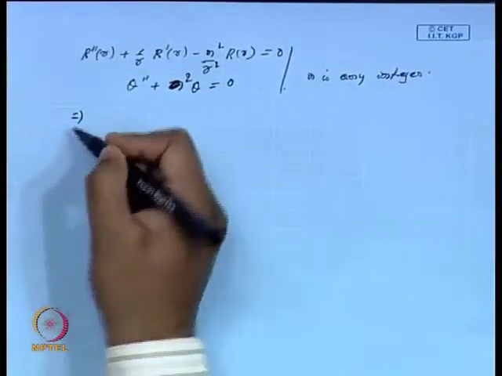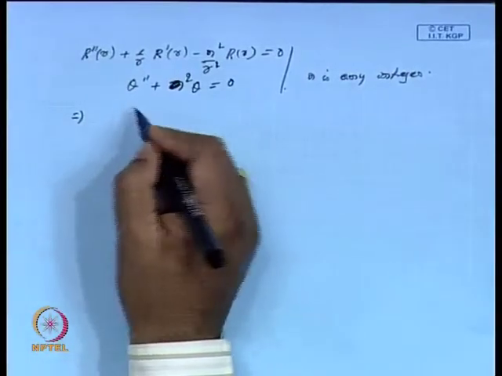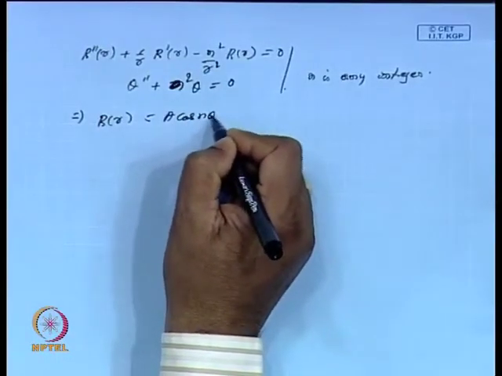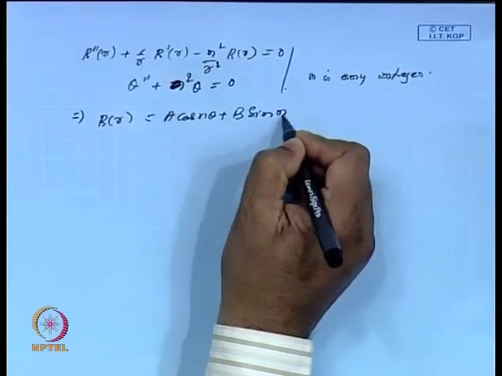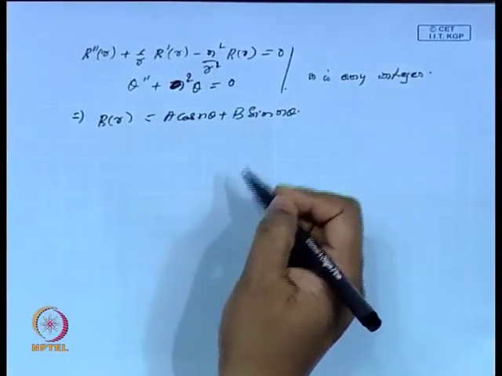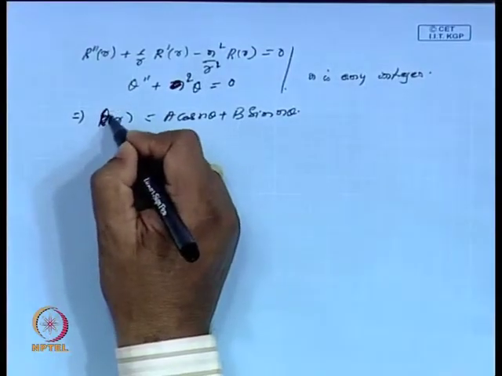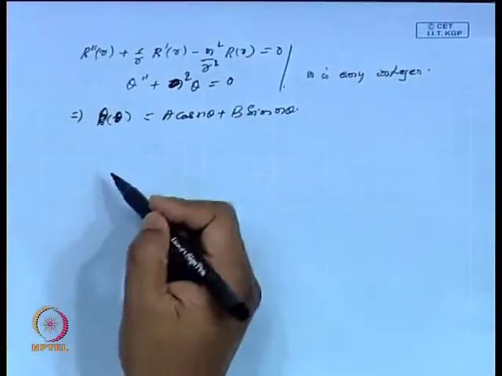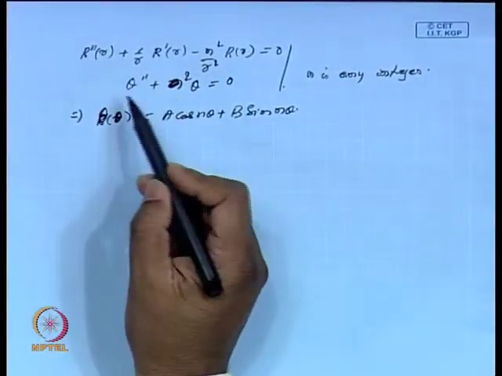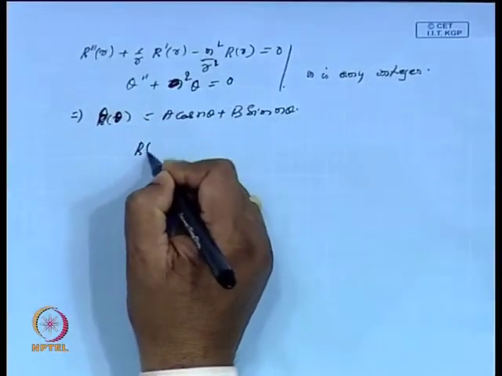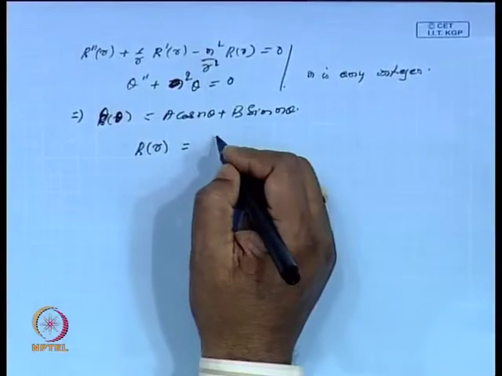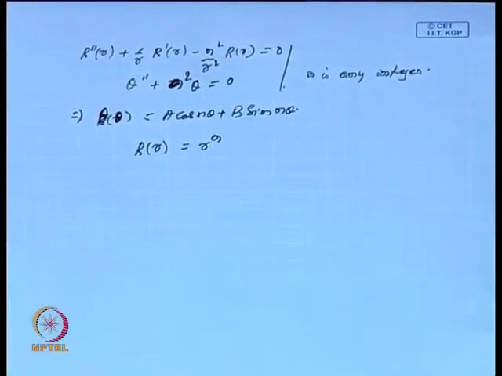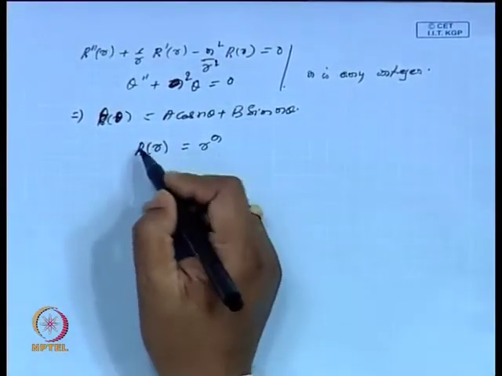So, that gives me Theta of theta is a cos n theta plus b sin n theta, the solution of this equation. And then if I look at the solution of the other, one can easily see that it is a kind of Euler type equation. So, you will get R of r is r to the power n. One can see that this is satisfied.